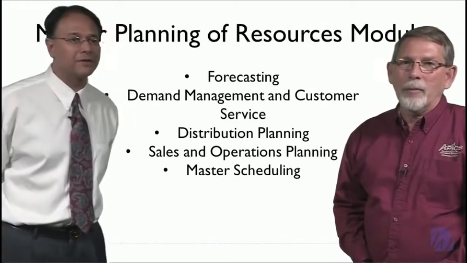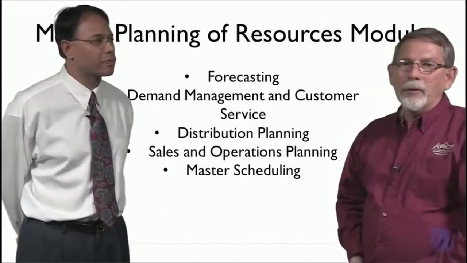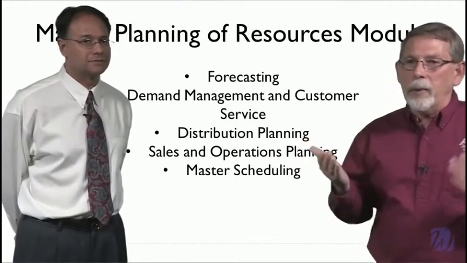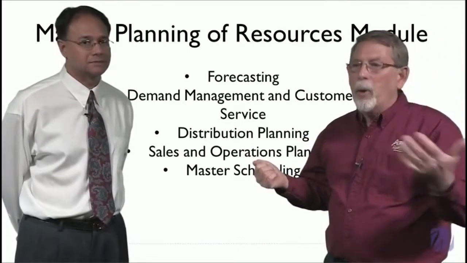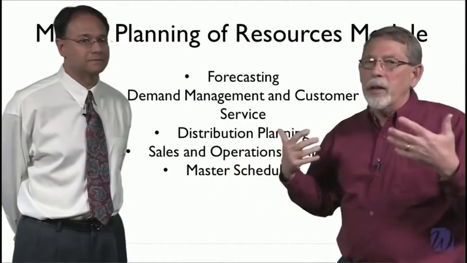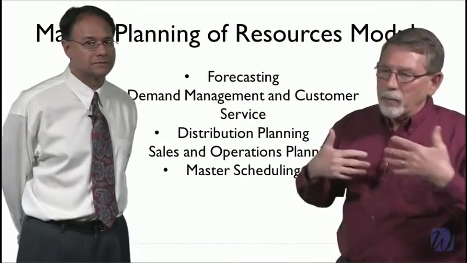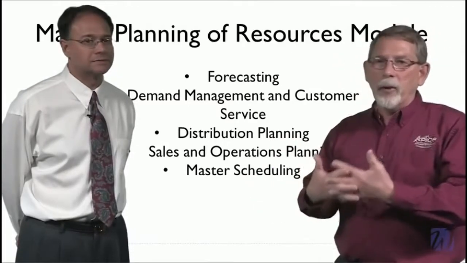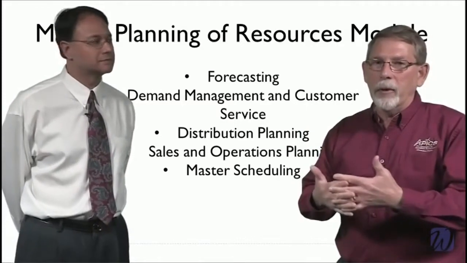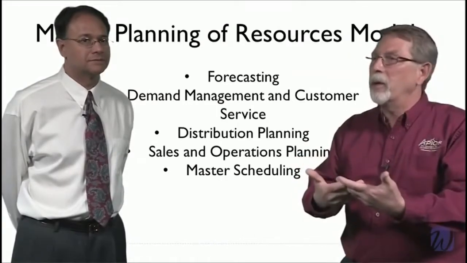Let's talk a little bit about the master planning of resources module. What are some of the main components here? As you can see, the key is to balance our supply, what we can produce, with our demand, what the customer wants. So we start out looking at demand management, which is a combination of forecasting, both number crunching and what we call qualitative forecasting, which is looking at other aspects and looking at the forecast that way. We come up with that demand management and we say, this is what we think we can sell.